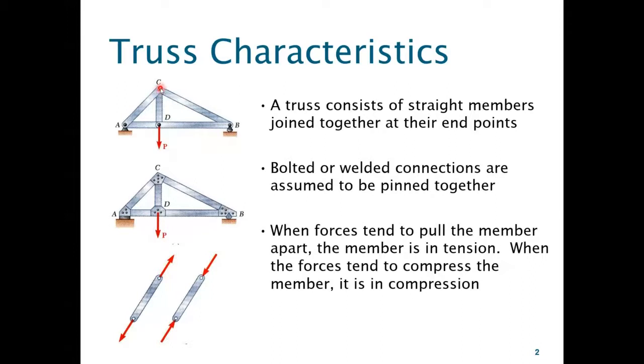What we also assume is that the connection, say between the member CB and DB, is a pin connection. In other words, the two members can freely rotate relative to each other.